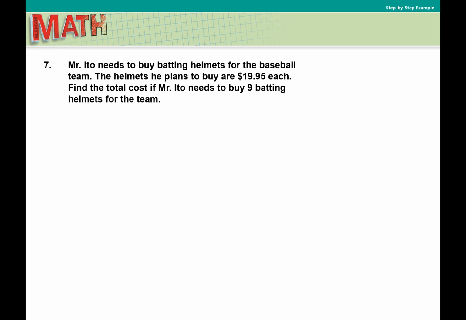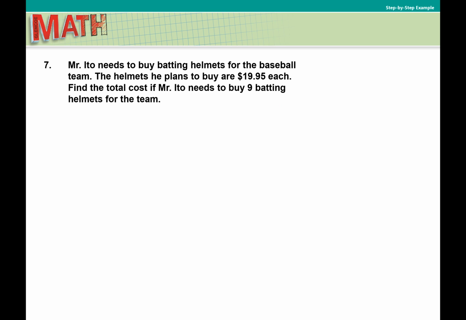Okay, very good. Now, how does this work out in real life? Where does this become helpful in the real world? This is a good example right here. Mr. Ito needs to buy batting helmets for the baseball team. The helmets he plans to buy are $19.95 each. Find the total cost if Mr. Ito needs to buy 9 batting helmets for the team.